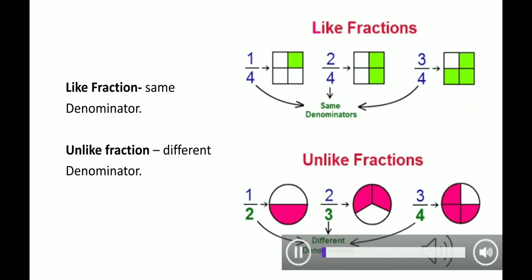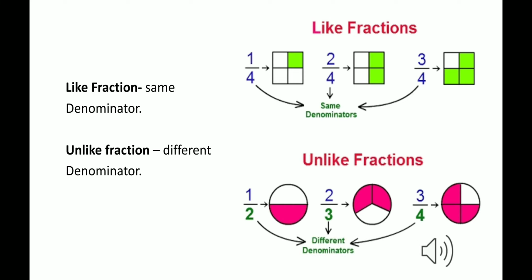So we studied proper fractions, improper fractions, and mixed fractions. Now we have another kind of fraction, that is like fractions. In this kind of fraction, the denominator remains the same. All the denominators are the same. For example, 1 by 4, 2 by 4, 3 by 4. Anywhere where the denominators are the same, they are known as like fractions.